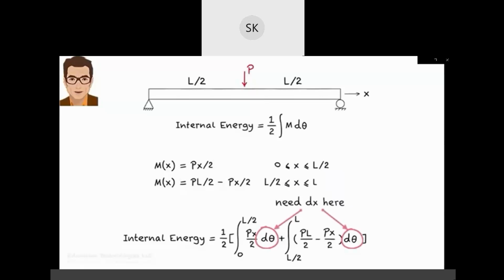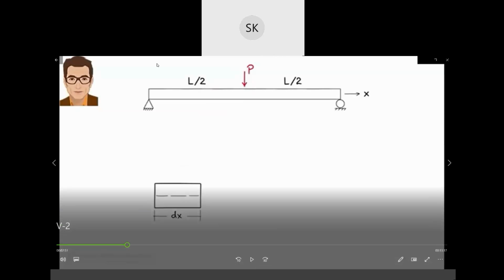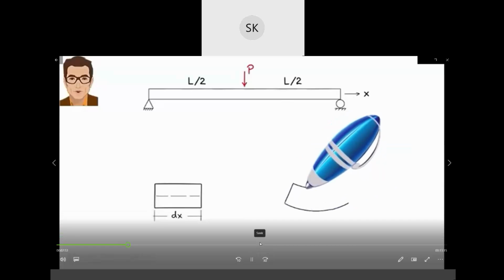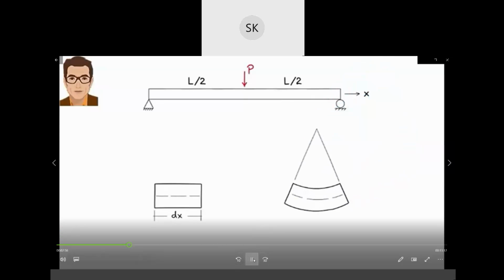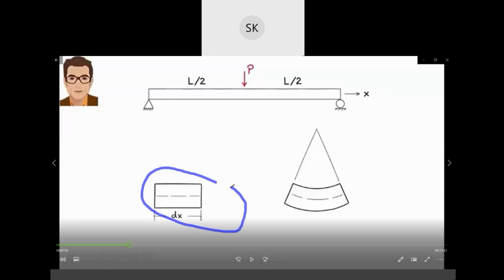But what is dx and how is it related to d theta? Here is a beam element before deformation. We refer to the length of this infinitesimal element as dx. So they have taken a section of this beam and considered it as dx. Here it is after the deformation. This one was before deflection, and this is after deflection, enlarged to show the variation.